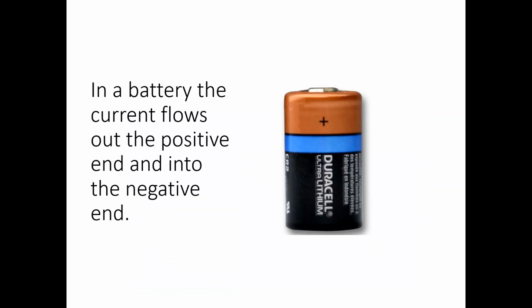Okay, in a battery, the current flows out this positive end. The positive end has the plus sign, but also you can tell whenever there's a little bump on a battery, that's the positive end. And it flows out and then back into the negative end.